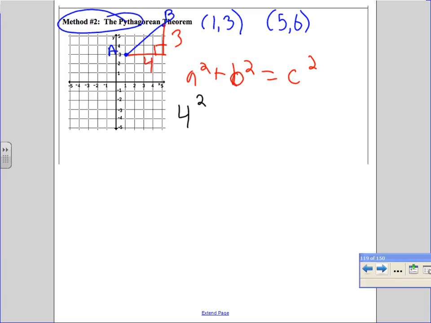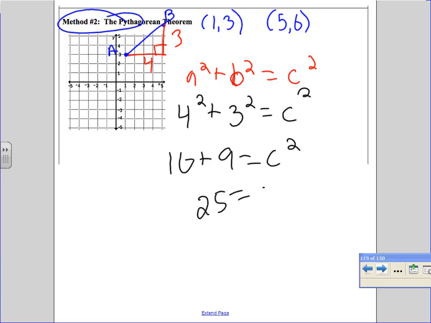So let's say A is 4, B is 3. It doesn't matter which one you choose for which. So we have 4 squared plus 3 squared equals C squared. 16 plus 9 equals C squared. And as you can tell, yes, we are going to get the same answer.